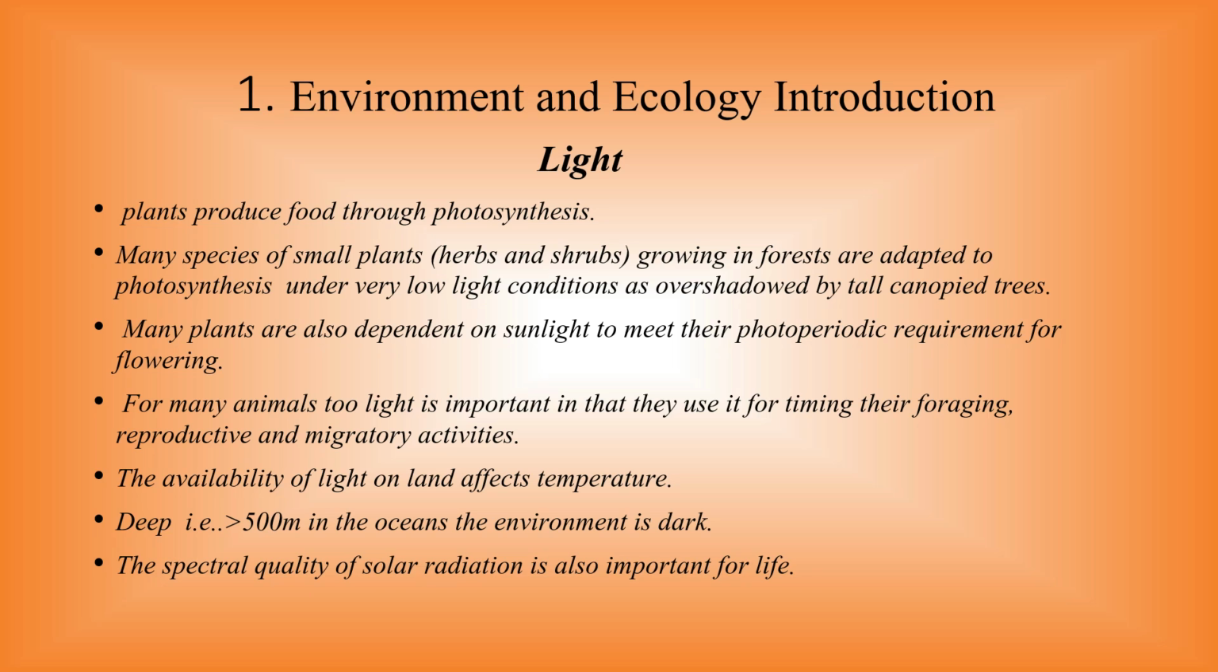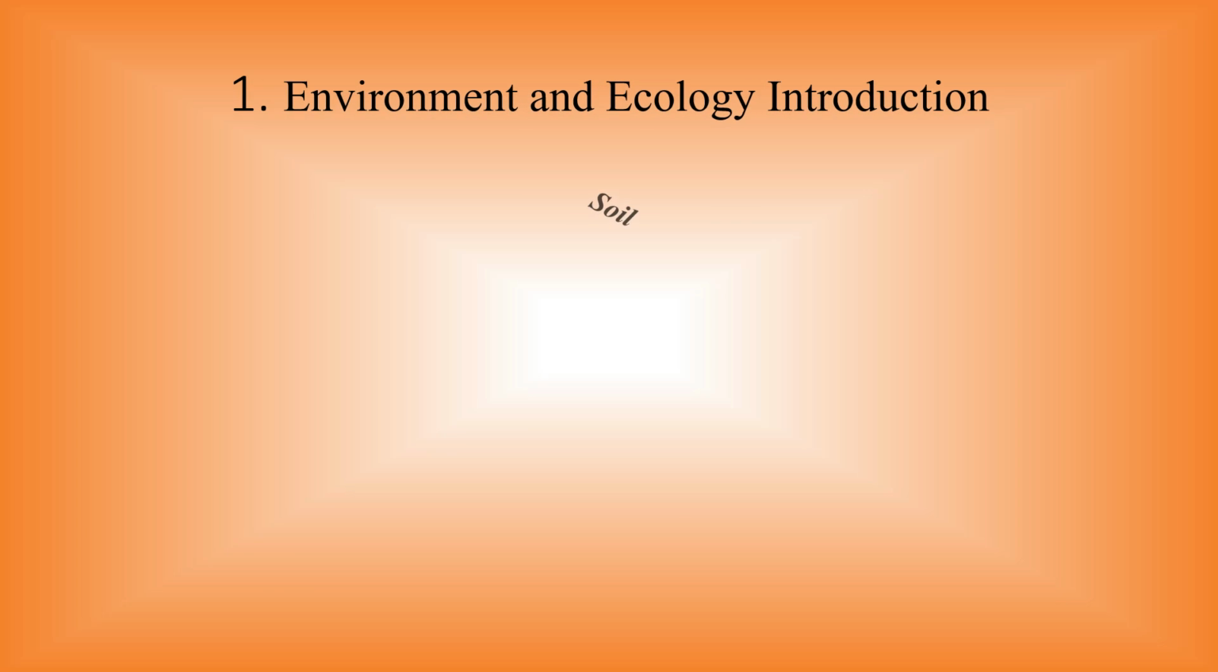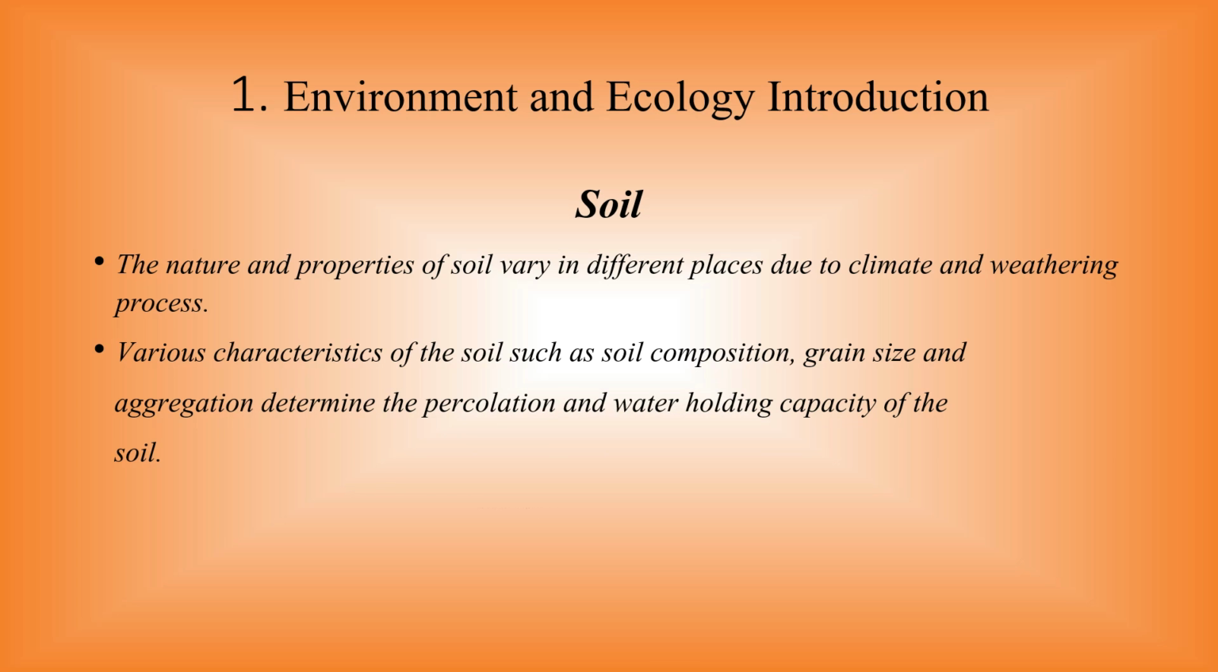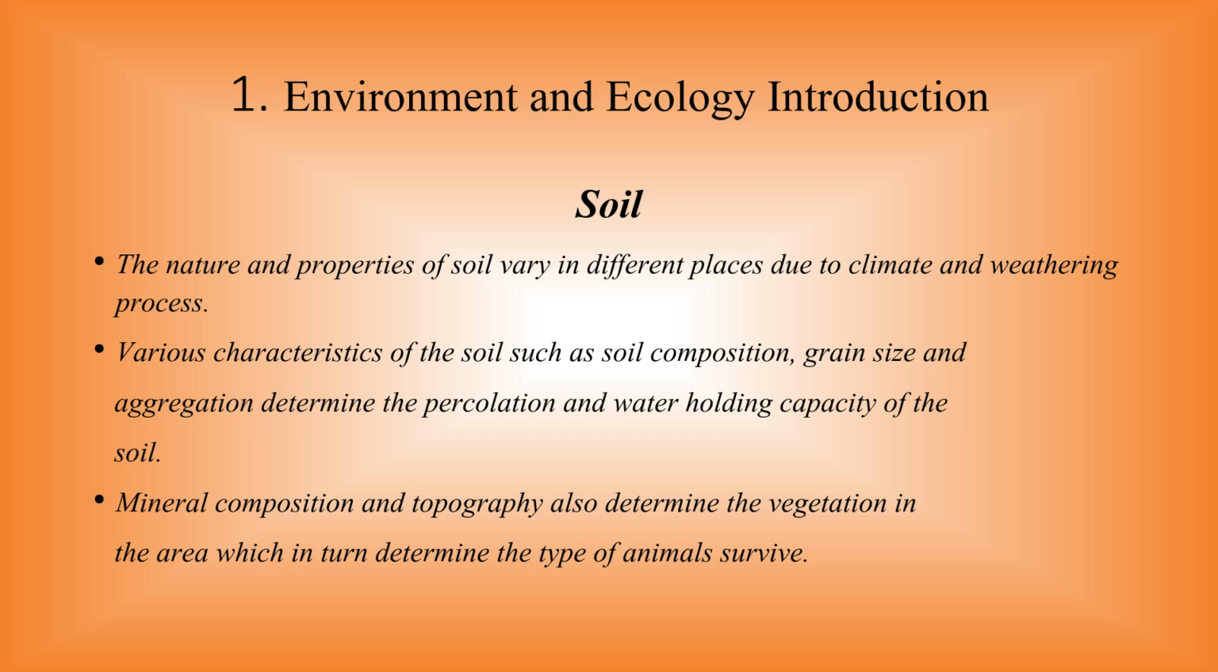For example, deep in the oceans, the environment is dark. The spectral quality of solar radiation is also important for light. Now, we will see the fourth one, that is soil. The nature and properties of soil vary in different places due to climate and weathering processes. Various characteristics of soil such as soil composition, grain size, and aggregation determine the percolation and water holding capacity of soil. Mineral composition and topography also determine the type of vegetation in the area, which in turn determines the type of animals that will survive there.